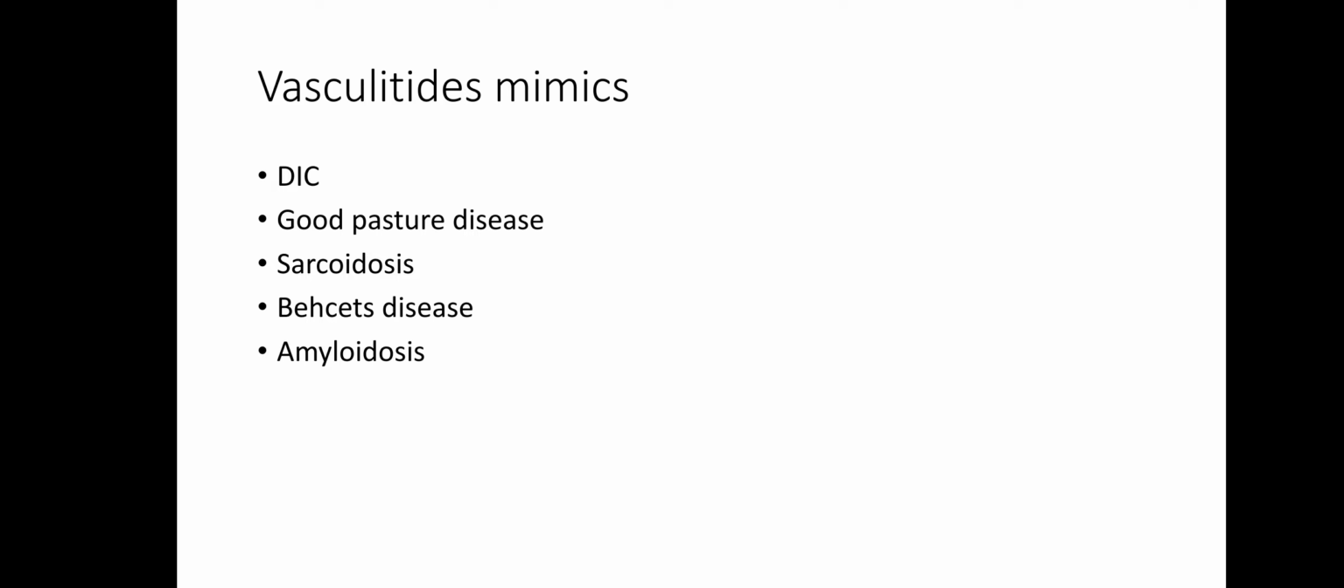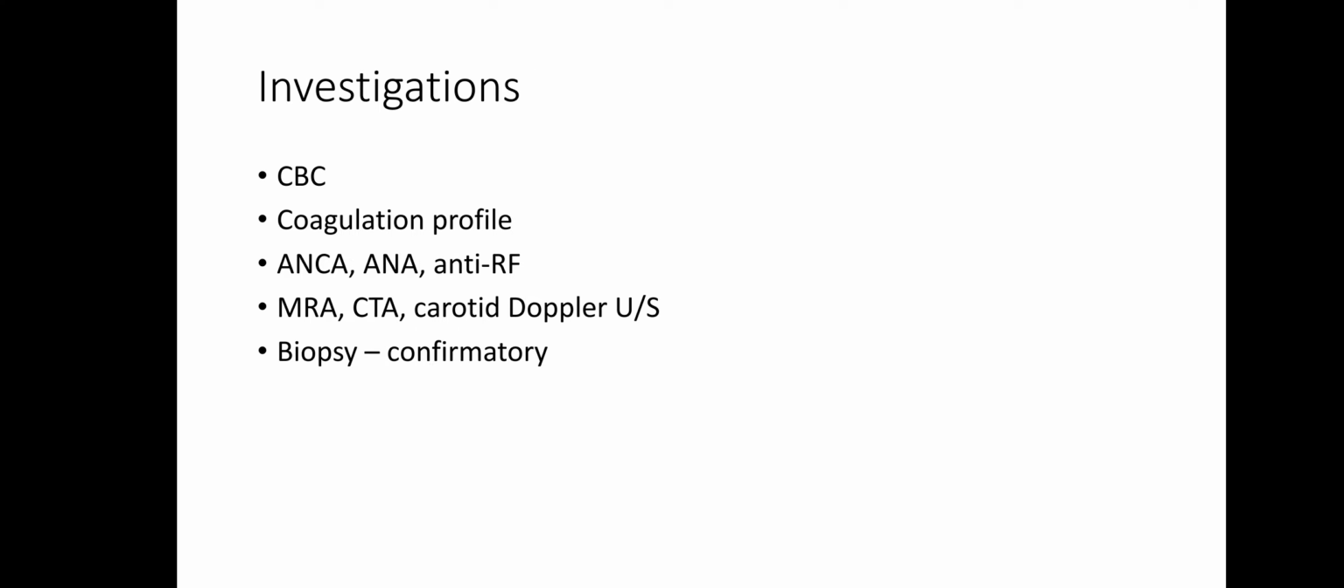We have Behçet's disease. It's a connective tissue disorder, and the three things that are typical of Behçet's disease are mouth ulcers, genital ulcers, and uveitis. And then we have amyloidosis, which is when there is improper folding of proteins, so they precipitate in tissues where they shouldn't. So investigations, again, CBC, we need to see if there's any high white cell count.